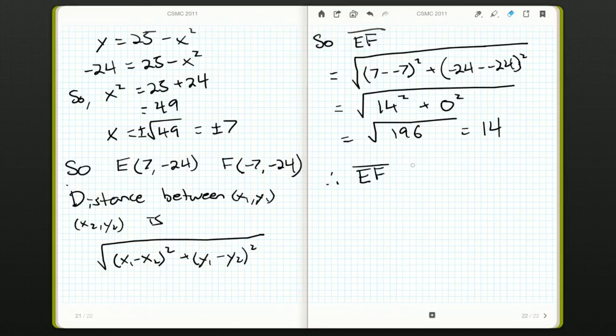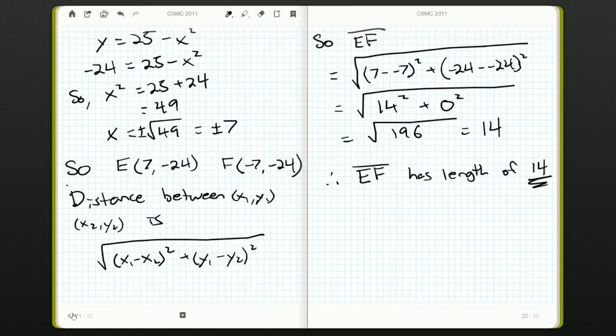So I have a little final statement here. The distance EF has a length of 14. Okay, and we've highlighted it, so it makes it very easy for the markers who are marking this to realize, yep, our answer is 14. And we showed all our work. We even used the distance formula rather than the argument that they lie on the same y coordinate. Both are perfectly fine, but I already used one, so I thought I'd use the other just for a little bit of variety. All right.